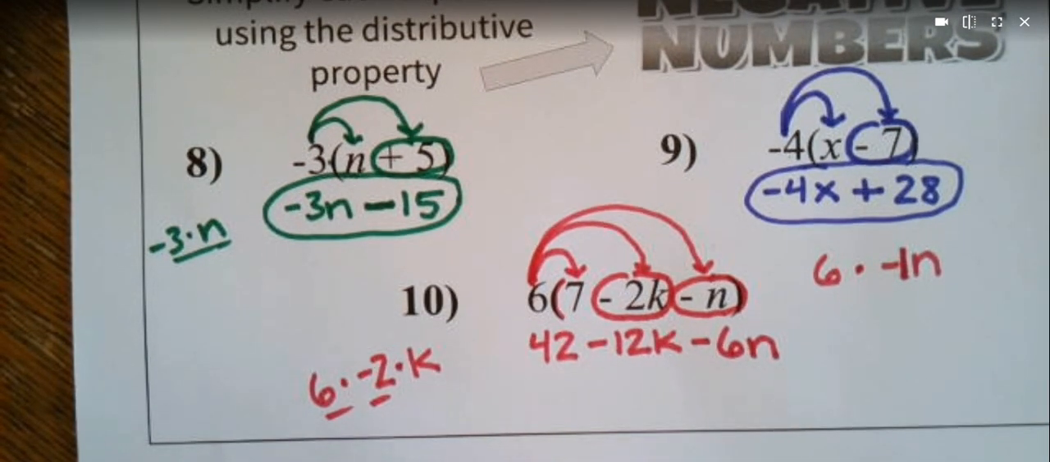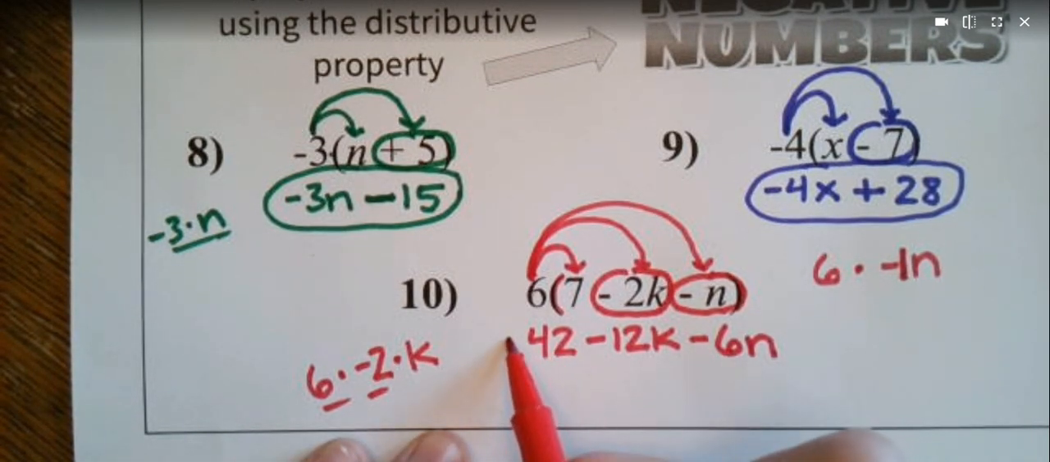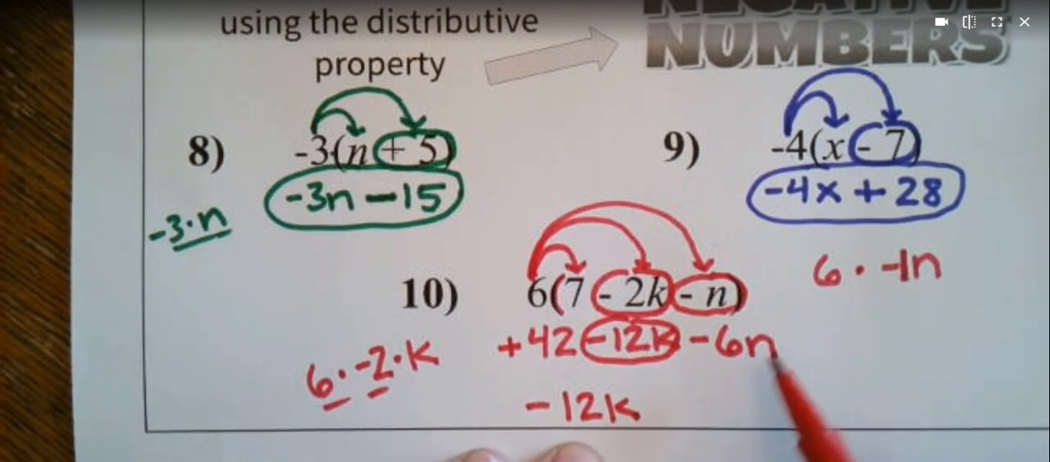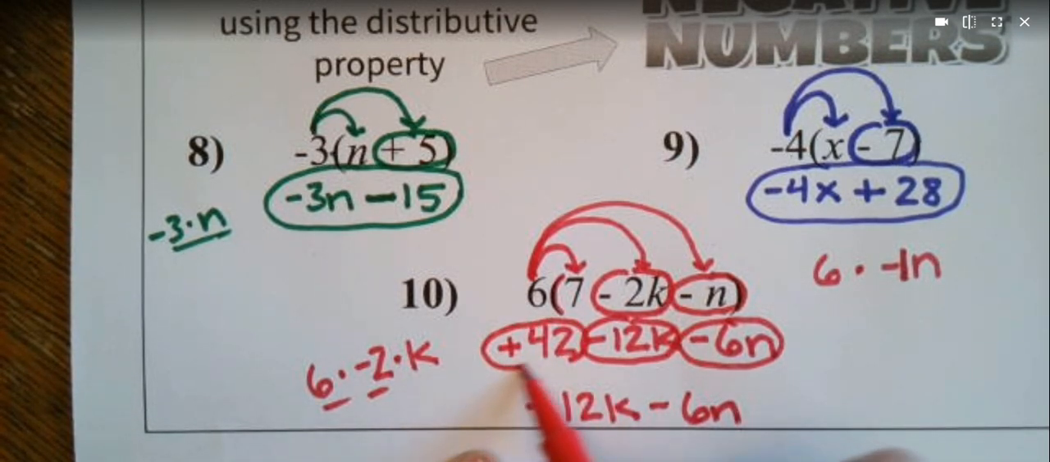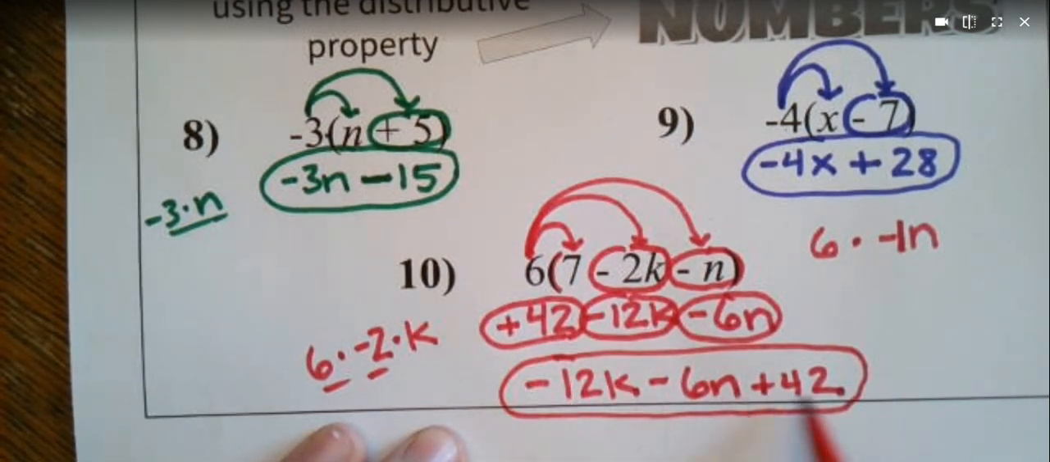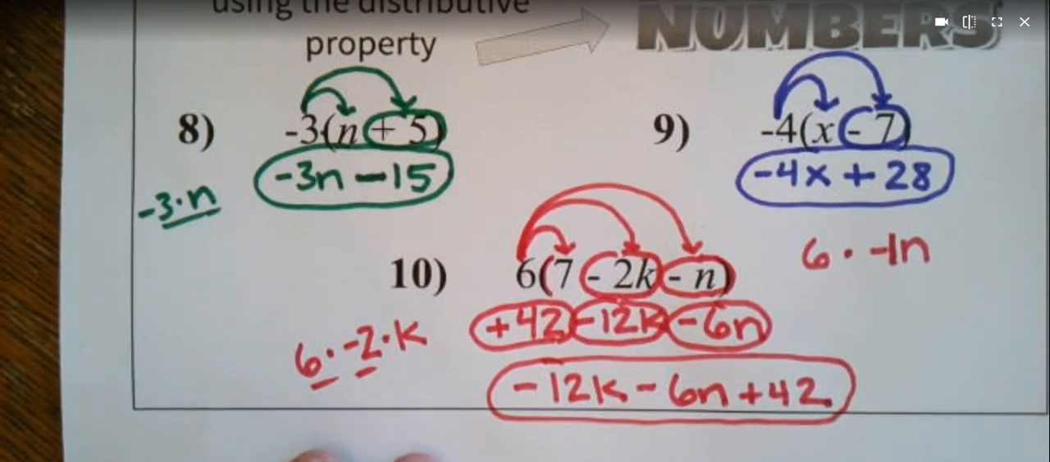None of them are like terms, but let's rearrange the order to write this in a more professional manner. Remember, in front of the 42, that's a positive. Okay, so what letter comes first in the alphabet? I think it's K, so I've got a negative 12k. I'm going to write that first. Next, I would have a negative 6n. I write that next. And lastly, I would have a plus 42. I write that last. So now that I've got my terms all in the correct order, alphabetical, constant last, I'm ready to circle my simplified answer.